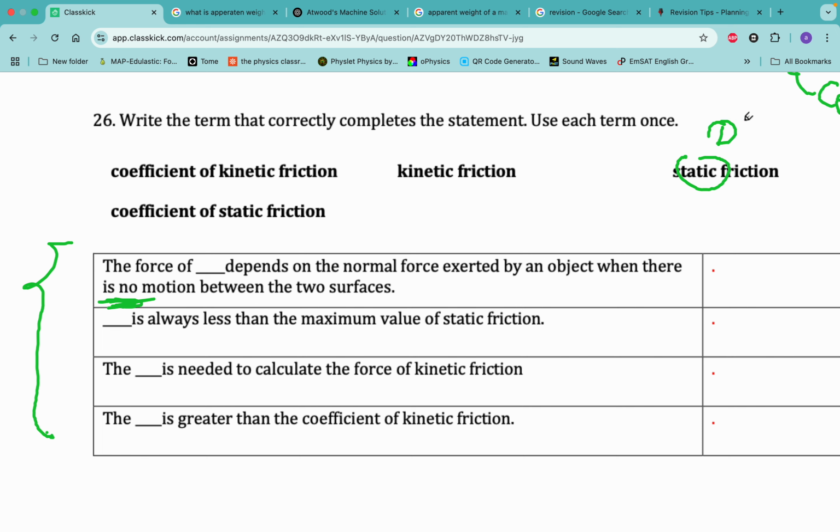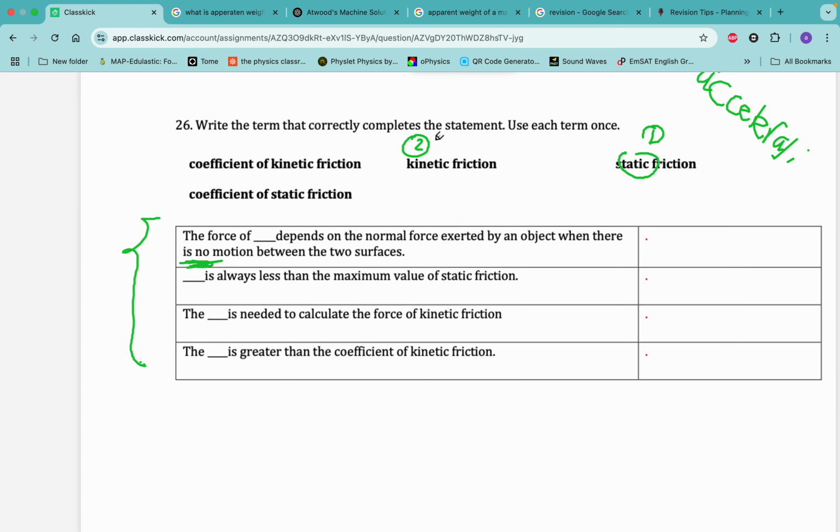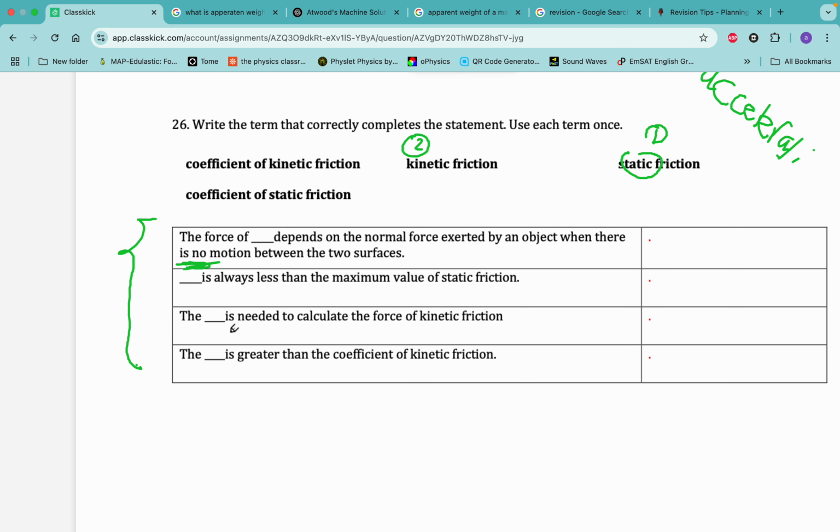Then something that is always less than the maximum value of static force. We know kinetic friction force is always less than the magnitude of static, so it would be kinetic friction force. Next, the something needed to calculate kinetic friction force: we have coefficient of kinetic, coefficient of static, of course, coefficient of kinetic. And the last one, something that is greater than the coefficient of kinetic, which is the coefficient of static friction.